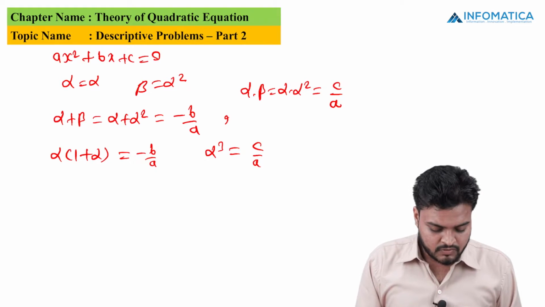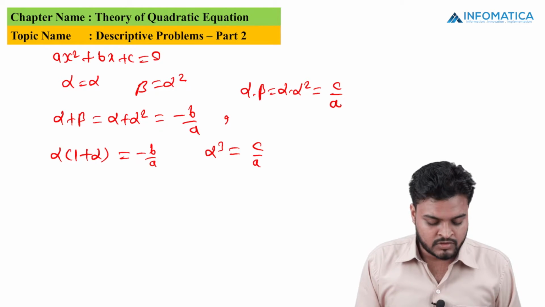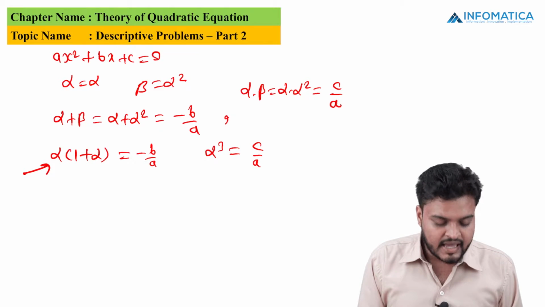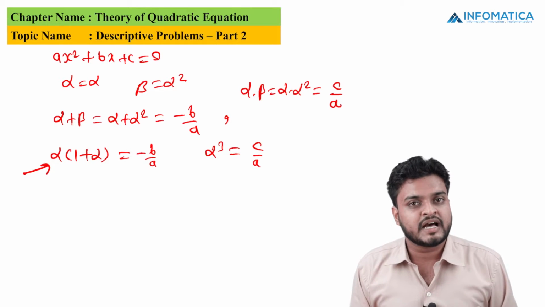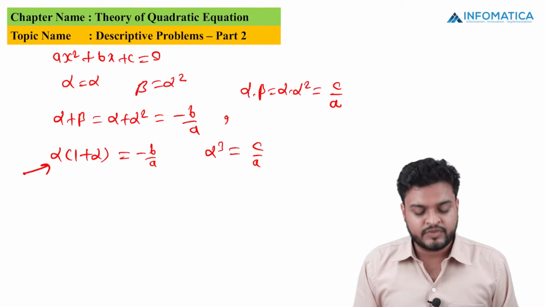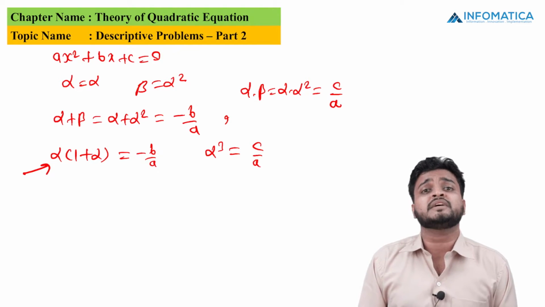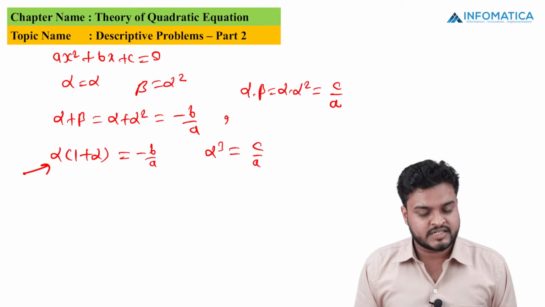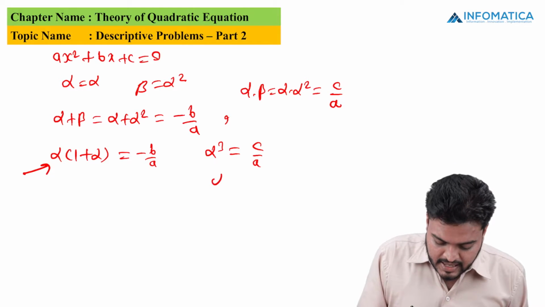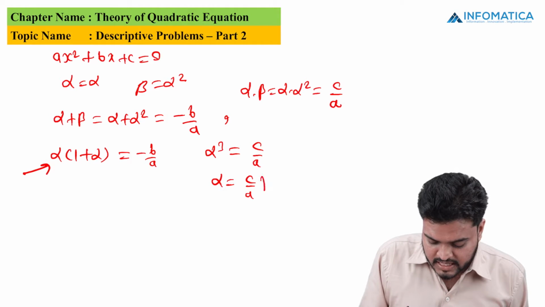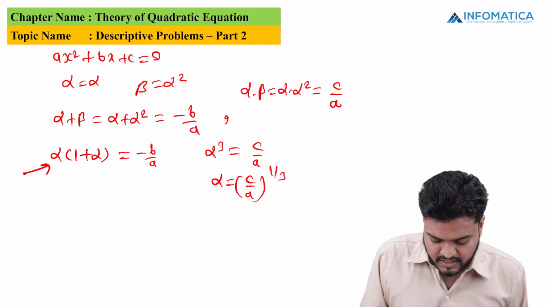So for that, we have to eliminate this unwanted term, that is our alpha, because it is a term which we have assumed. After eliminating this alpha, we will get the relation between a, b and c. So here alpha is equal to (c upon a) to the power 1 by 3.